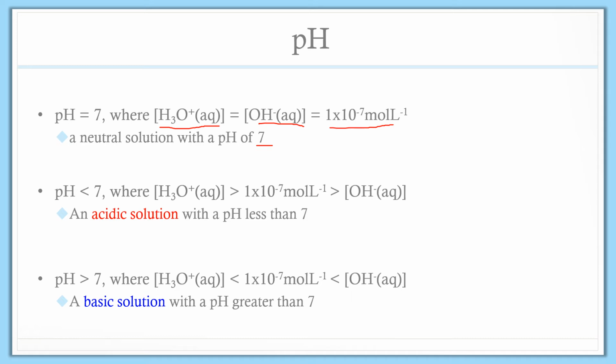If your pH is less than 7, you have an acidic solution because you've got more hydronium than hydroxide, and also you've got more hydronium than the normal amount, which is this amount here. And if pH is greater than 7, it's the same thing, except you've got more hydroxide than hydronium, and more hydroxide than the normal amount.